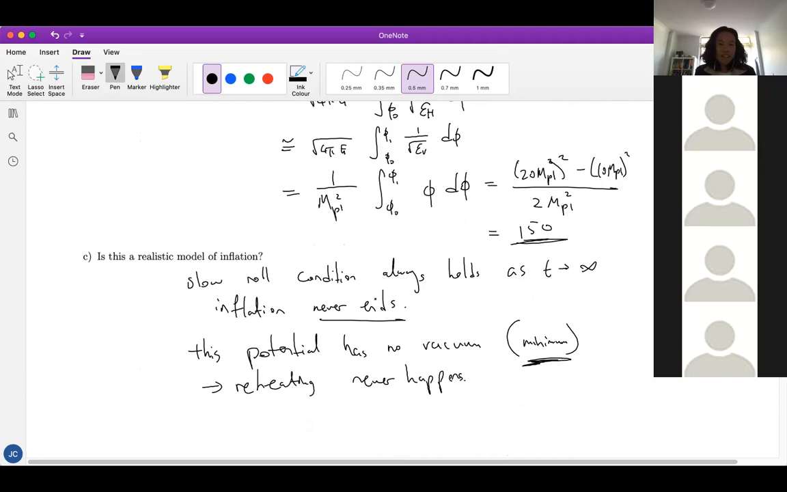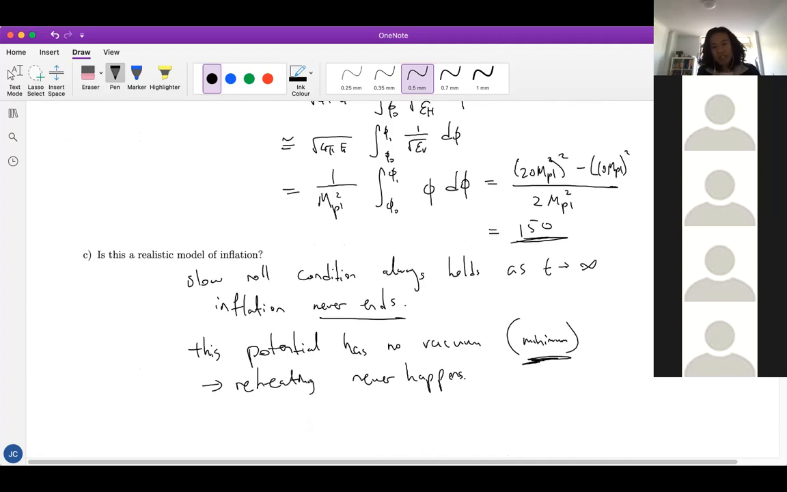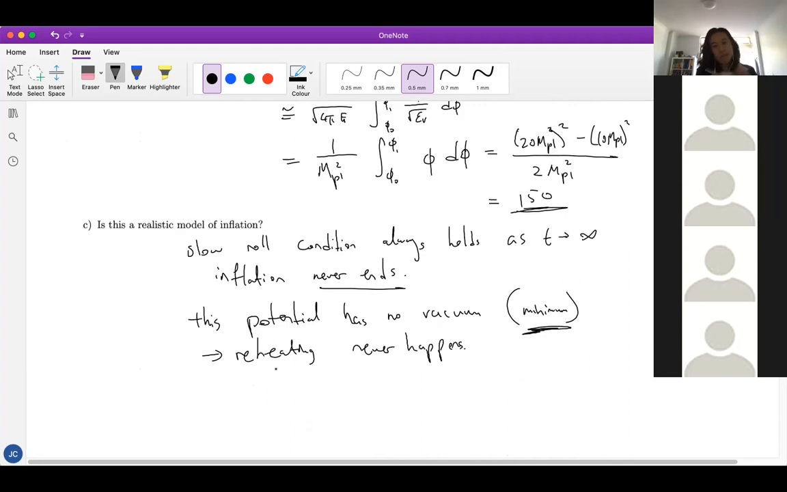That's a secondary concern, because if inflation never ends, it doesn't really matter if nothing happens anyway. But the other related problem is that during inflation, there are no standard model particles. You have to create standard model particles at the end of inflation, when the inflaton field reaches some potential minimum and starts oscillating back and forth. This oscillation then decays into particles.